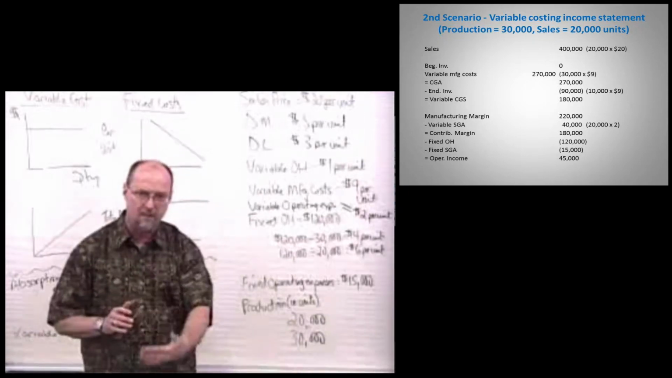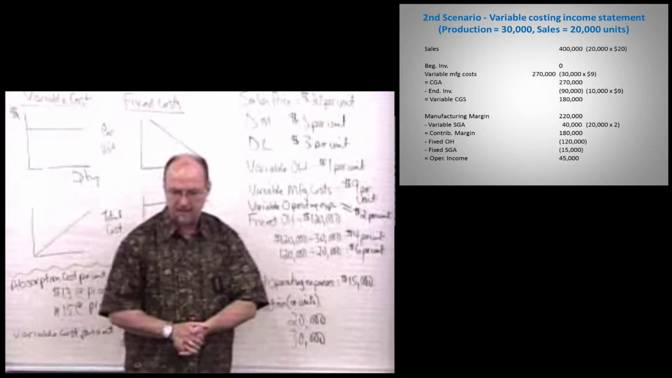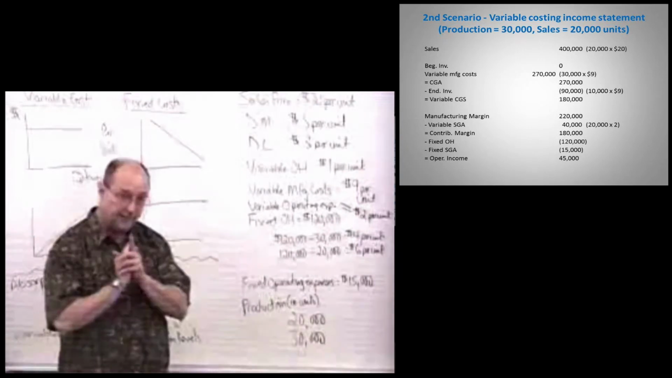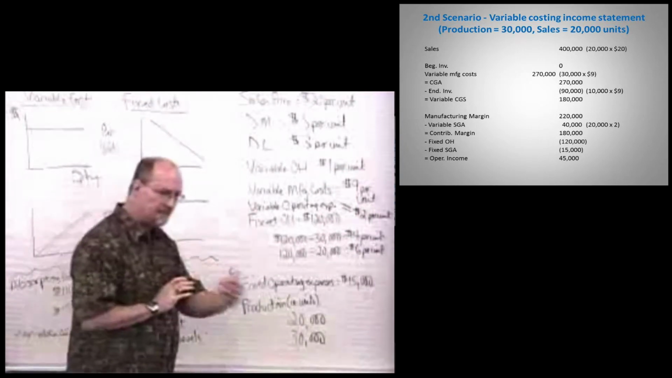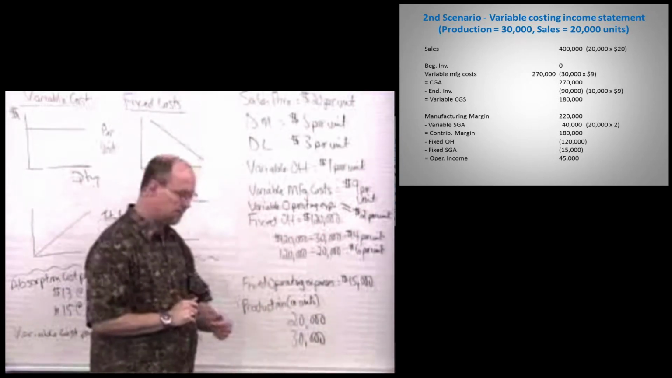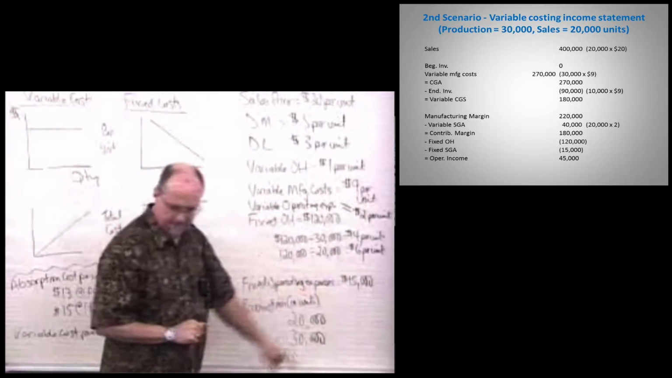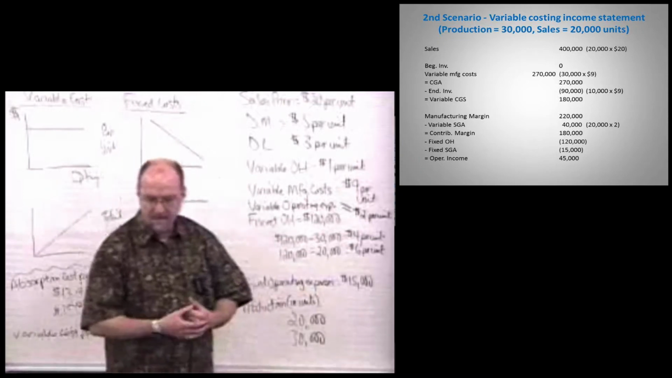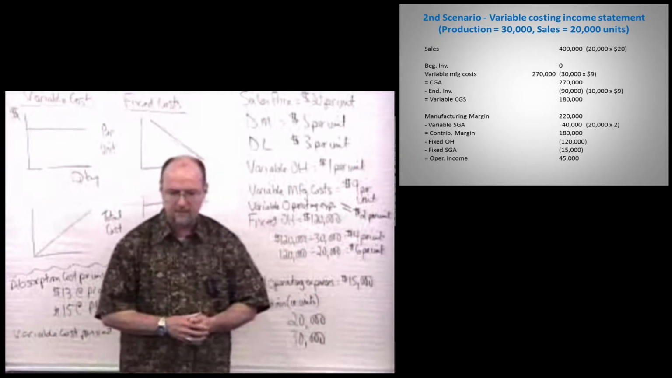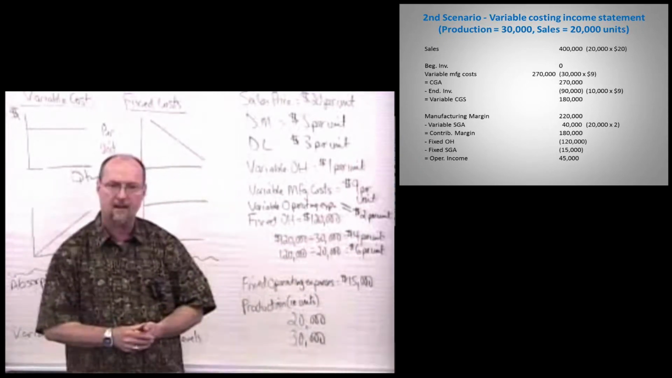I know you're seeing an awful lot of data in a short period of time here. Then we subtract all, again, under variable costing, we expense as a period cost all fixed costs. Fixed overhead 120, fixed operating expenses of 15. Okay, 180 minus the fixed costs will give us operating income of 45,000.